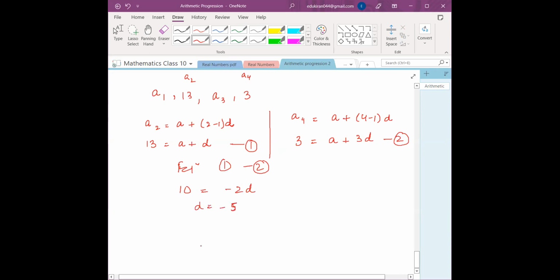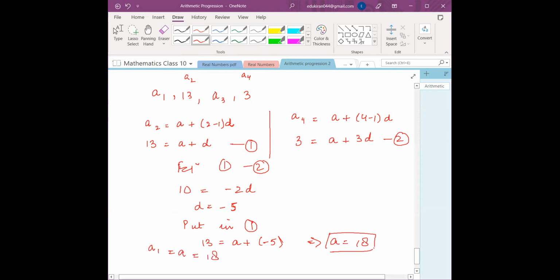All right. Now put this D in any of the equations. Let's say 1. So 13 is equal to A plus minus 5. So this will give me A is equal to 13 plus 5, which is 18. So this way also you can obtain your A and D. Correct? Yes, ma'am. Okay. So A1 you have got. A1 is actually A, which is 18.